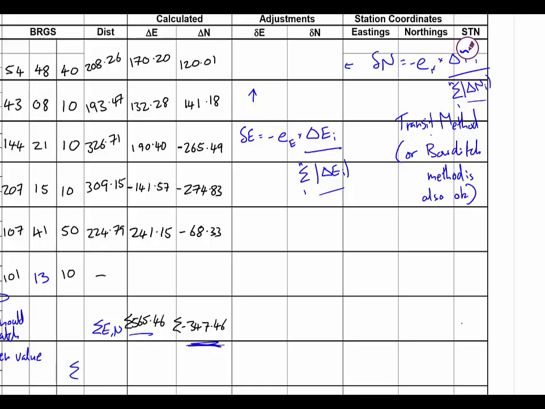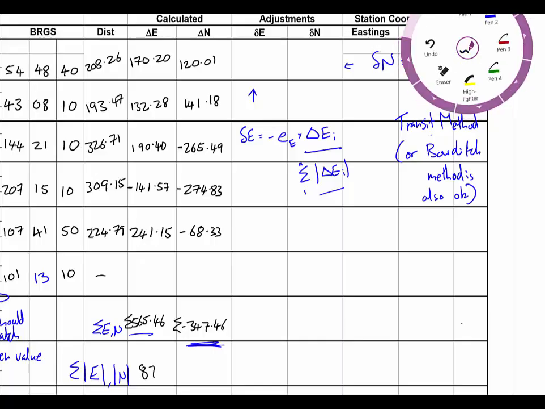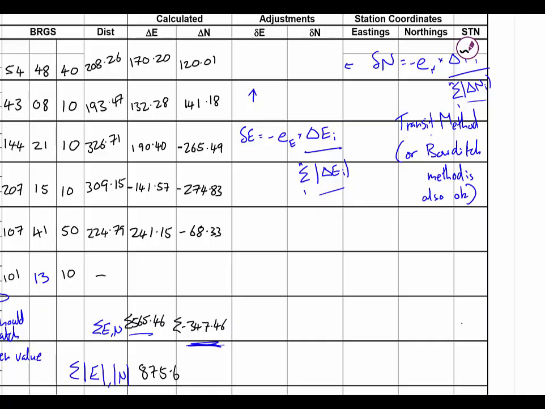So this is the sum of the moduli. This is equal to 875.6. Do the same for the Northings, 120.01 plus 141.18 plus 265.49 plus 274.83 plus 68.33. And we've got 869.84.